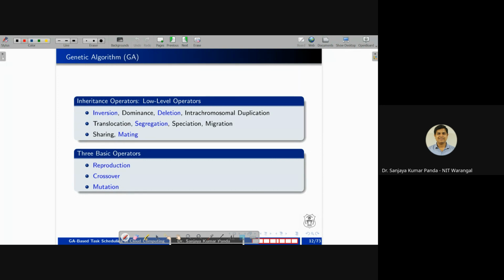So here basically we focus on three different basic operators. First one is called reproduction. Reproduction always happens with two different populations. Second one is crossover, which actually enables the process of reproduction. So in the complete phase we can find a set of crossovers followed by a set of mutations. So in order to go for the process of reproduction, we are using the process of crossover and the process of mutation.